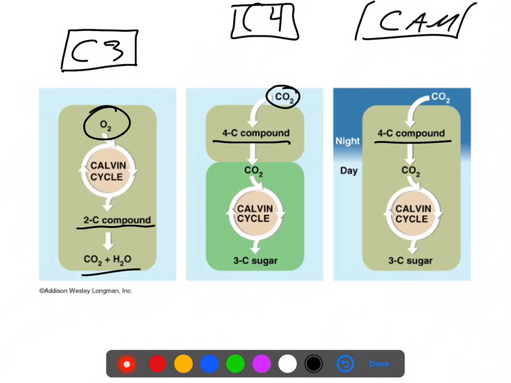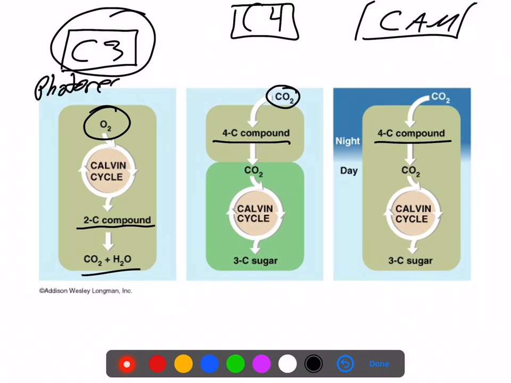There's a subtype of C4 plant that's called a CAM plant. It stands for crassulacean acid metabolism, but I think we can just get away with saying CAM. These are the ones that you associate with cacti and other succulents like jade plants, and there's some others that I'll show you in a second.